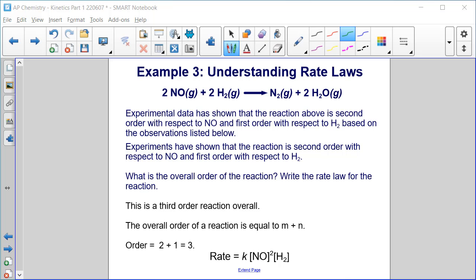So in answering the question, what is the overall order of the reaction? This is a third order reaction overall. The overall order of the reaction is just equal to the sum of the two exponents, m plus n. M is 2, as shown in the rate law here. N is 1, and so the overall order of the reaction is third order. And then the other thing we were asked to do was write the rate law. I showed you that on the previous slide, but here it is typed out if you'd like to review it.